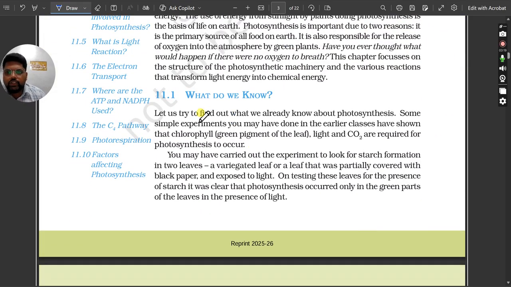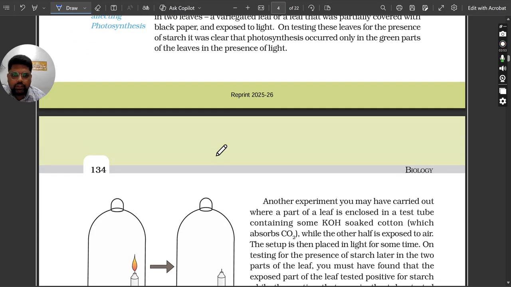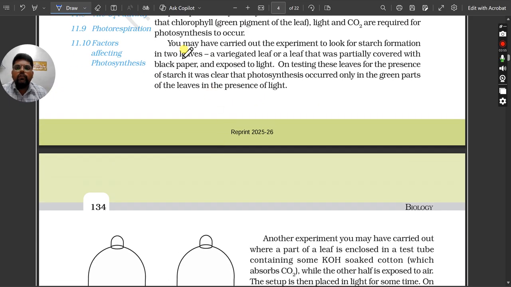So coming to 11.1, they have done a lot of very simple experiments in the 17th and 18th centuries, to prove what plants are really producing and what plants need to produce oxygen or to fix carbon to glucose. This part is just an introduction part.